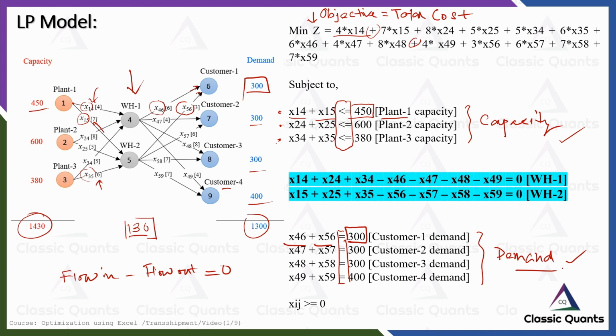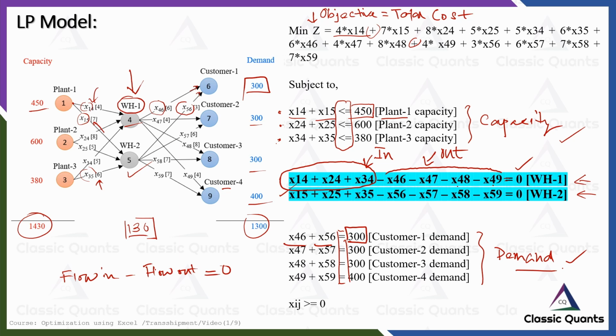So for example, for your warehouse 1, which is the node 4, you see the total that comes in is x14 plus x24 plus x34. This is the in, and what goes out is this one, x46 plus x47 plus x48 plus x49. This is out. This must be equal to 0. This is your transshipment node constraints, and this is true for this warehouse 2 also, which is written here.